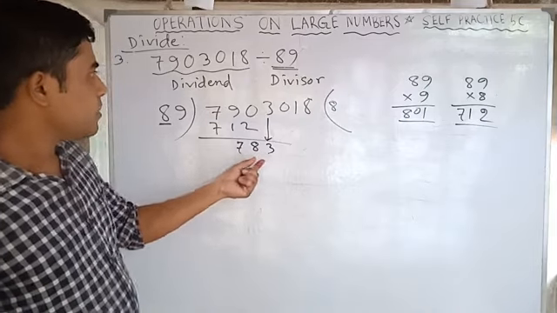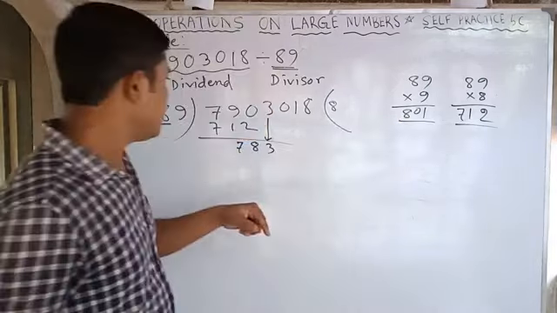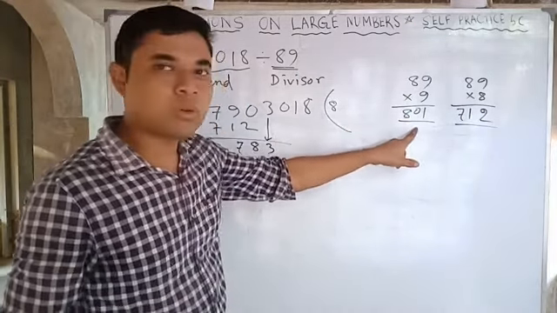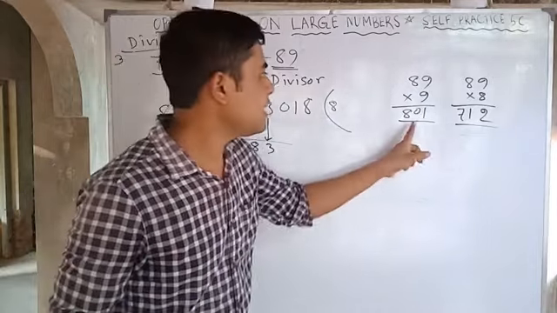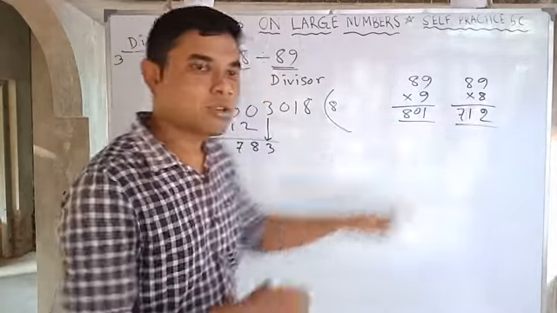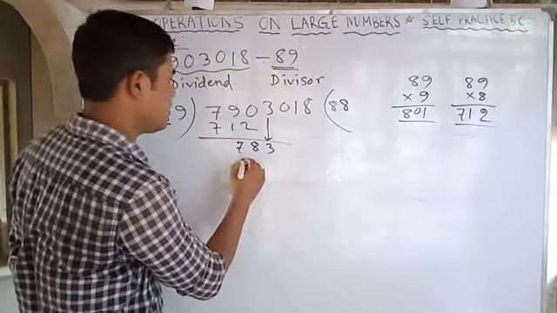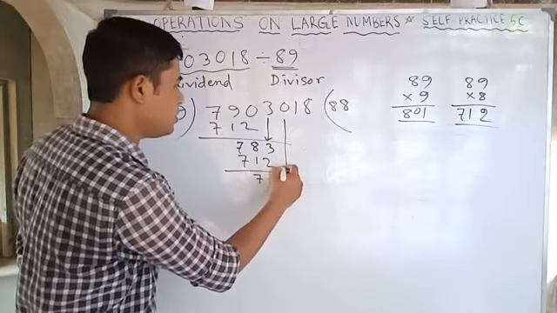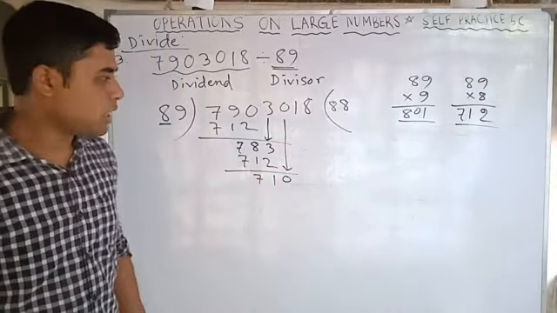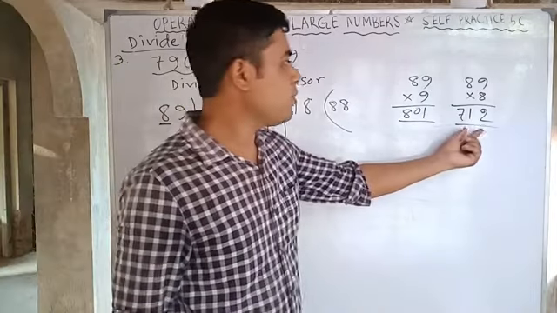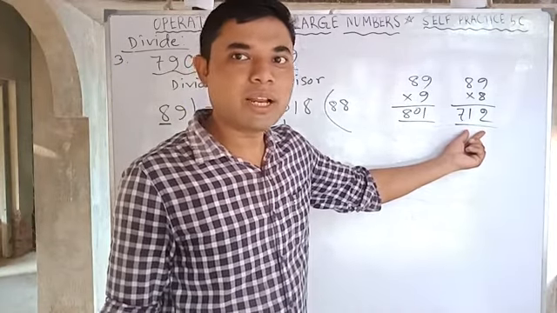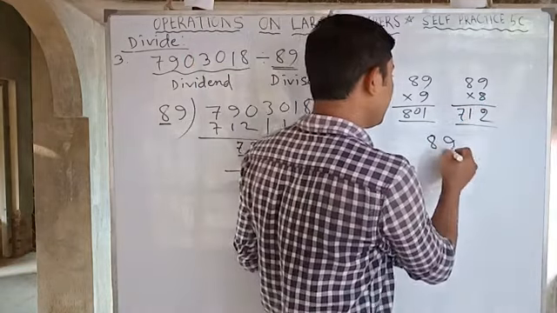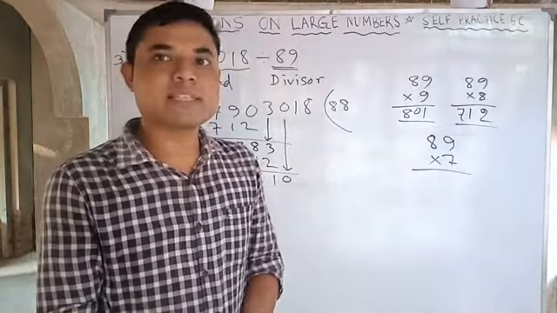So my dear students, by 8 it is 712, but by 9 it is 801. That means more. This number is between 712 and 801, so obviously it will go by 8. So again take by 8. Next, what will we do? This 0 will come down. Now what is the number? 710. But we already have 712, so it is smaller. That means you have to take the previous digit of 8, that means 7 for 89.